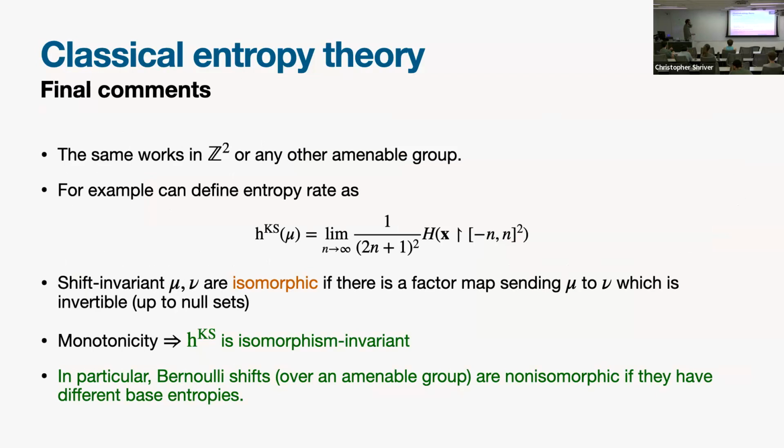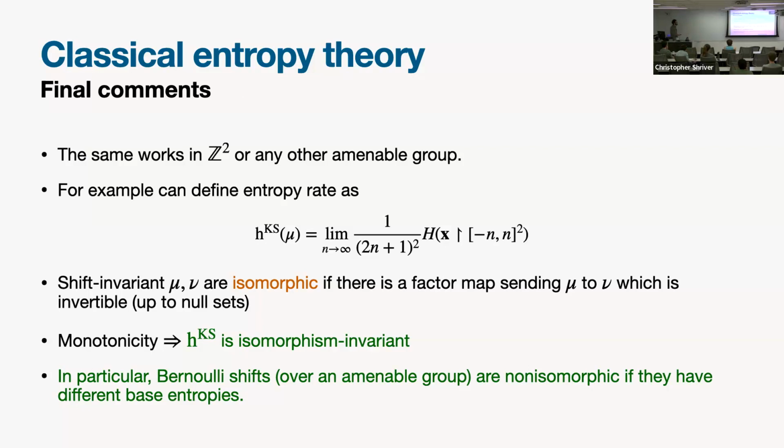And what you can actually get out of this monotonicity thing from the last slide is that the definition here, a pretty natural one, is that you have an isomorphism between two shift-invariant measures if there's a factor map which is actually invertible, and the inverse is also a factor map. You can ignore null sets. So one can generate the other in an invertible way, specifically. Okay. And since the factor map and its inverse are both non-increasing, that tells you this entropy rate is actually isomorphism invariant.